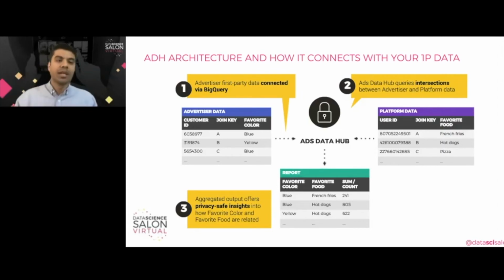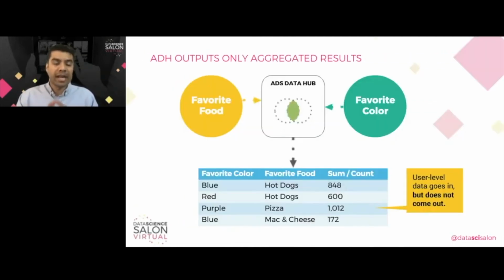On the left, point number one, is the advertiser data, that's first party data. It provides each user's favorite color. And on the right hand side, the platform data provides each user's favorite food. But when the data goes inside the Ads Data Hub platform, we are not trying to get to know exactly who eats what or who likes which color. As an aggregate, we find that for favorite color blue and favorite food French fries, there are 241 people like that. So we are highlighting an aggregated result of how many people have a preference for a color and a preference for a food.